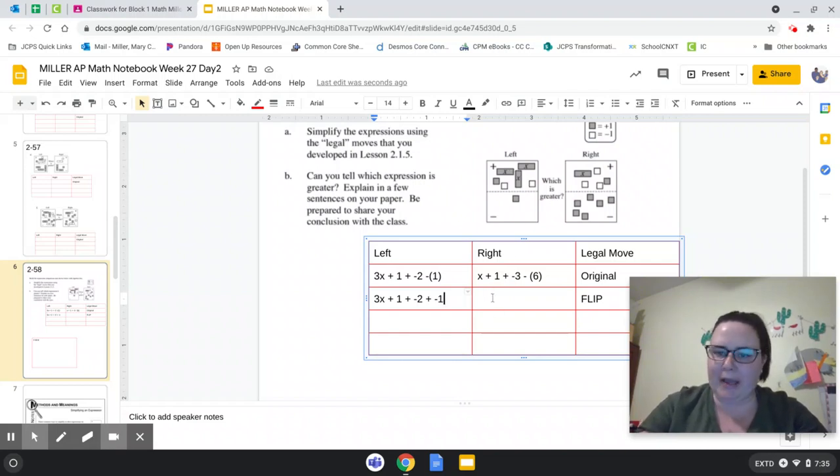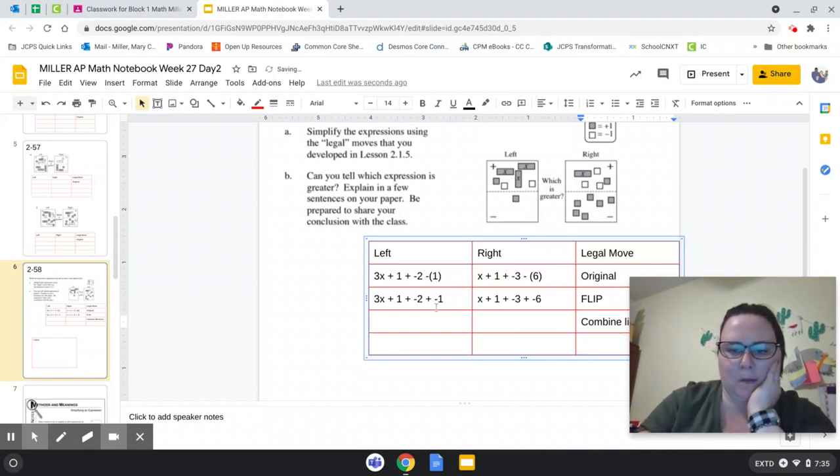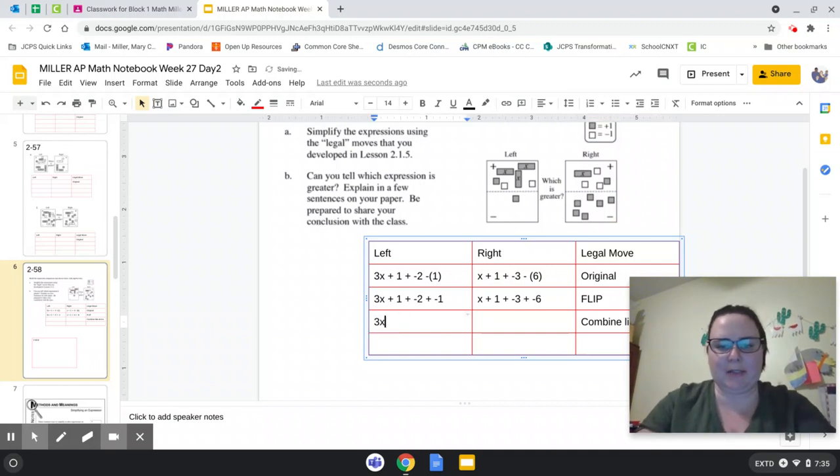Then over on the right, we still have our x plus 1 plus -3, but instead of subtracting a +6, we're adding a -6. Then we're going to combine like terms. Okay, so we have no x's to combine over here, so I'm still left with my 3x. Then I have 1 plus a -2, which is -1, and then another -1, which is -3.